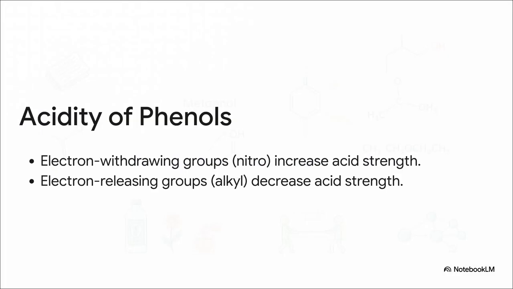When phenol donates a proton, it becomes a phenoxide ion. I want you to think of the benzene ring as the center of a chemical tug-of-war. If you attach electron withdrawing groups, like nitro groups, to the ring, they pull electron density away. This actually stabilizes the negatively charged phenoxide ion and massively boosts the acid strength. Conversely, if you have electron-releasing groups pushing charge into the ring, that destabilizes the ion and decreases acidity. It's all about that push and pull.